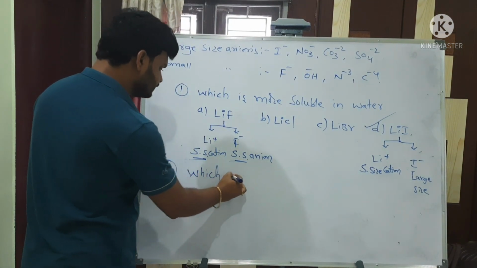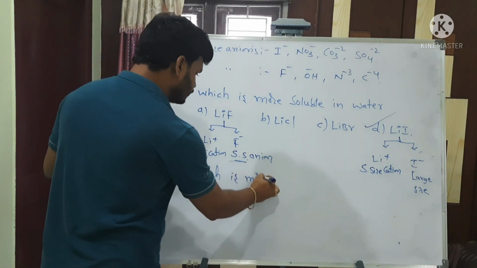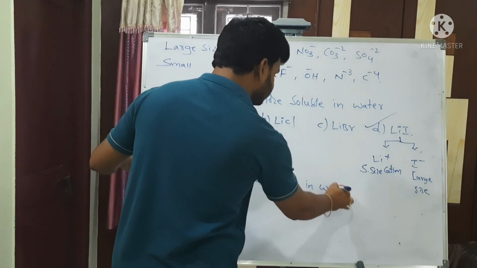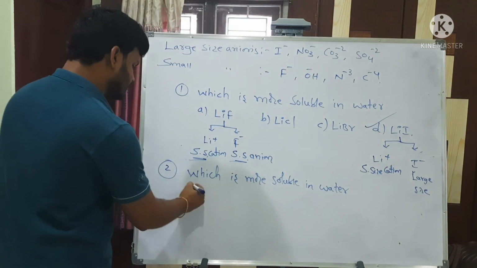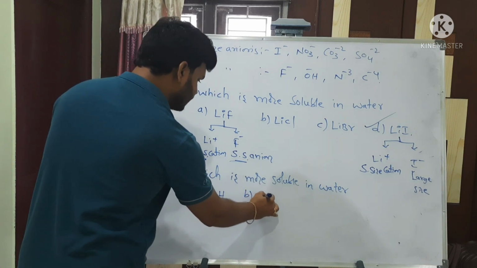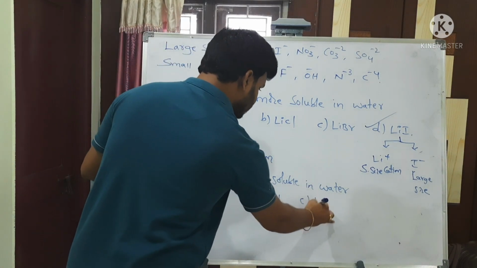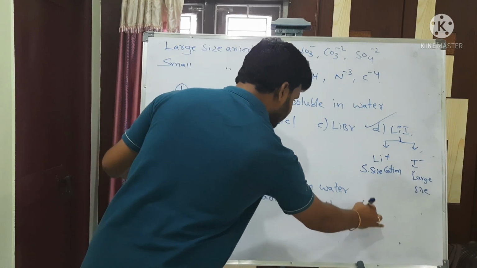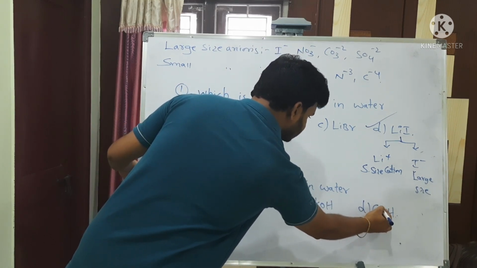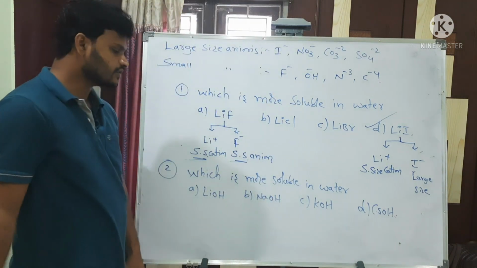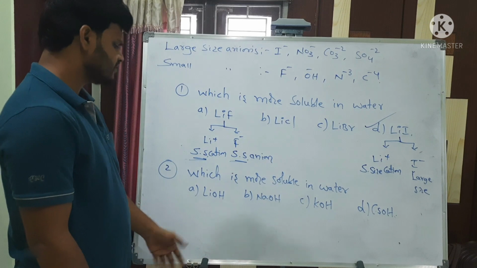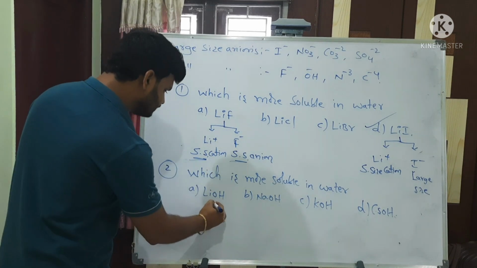Which is more soluble in water? Option A LiOH, option B NaOH, option C KOH, option D CsOH, cesium. Just look at the board students. Which is more soluble in water? Same logic, first one, last one, you need to check it.